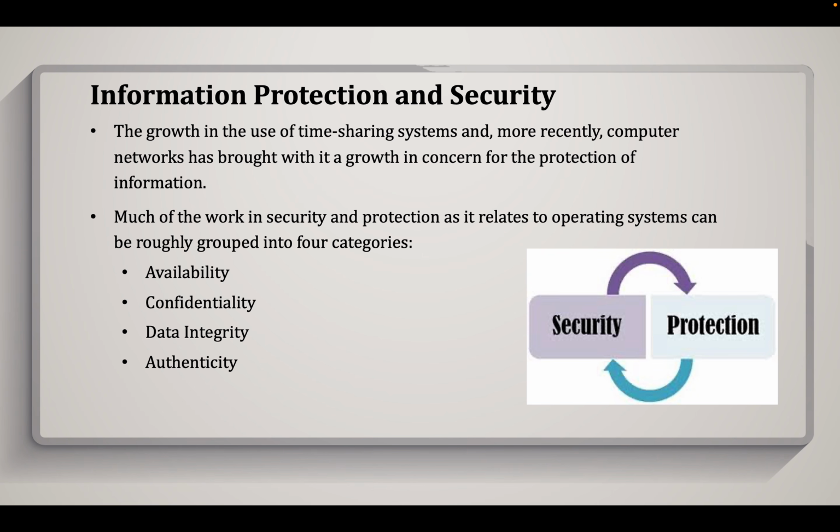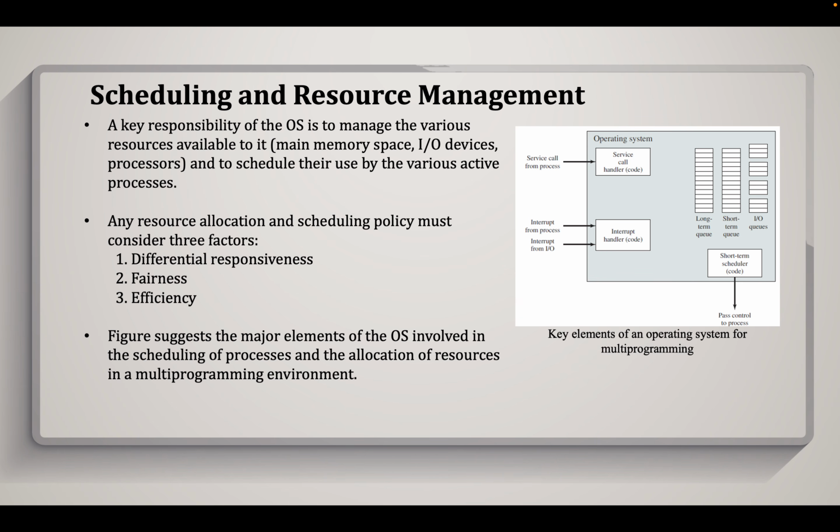Information protection and security is the next advancement in OS. Availability, confidentiality, data integrity, and authenticity are the various categories of information protection and security. The next advancement in OS is scheduling and resource management: schedule the CPU process, or the device process, and so on. Resource management involves differential responsiveness, fairness, and effectiveness. So resources are allocated by the operating system in an effective way.